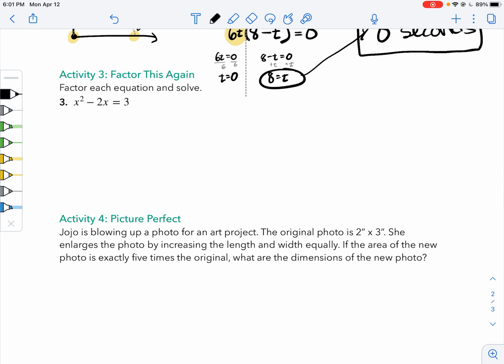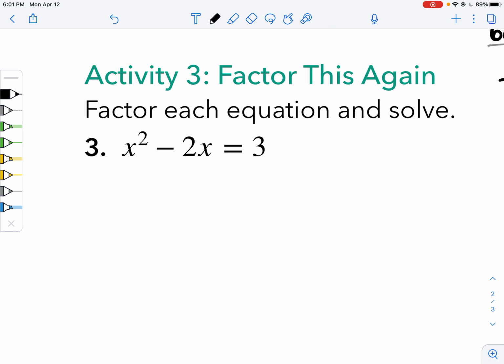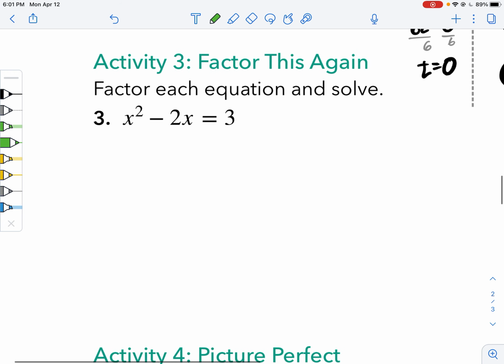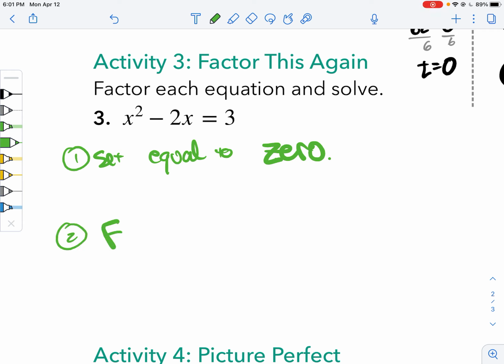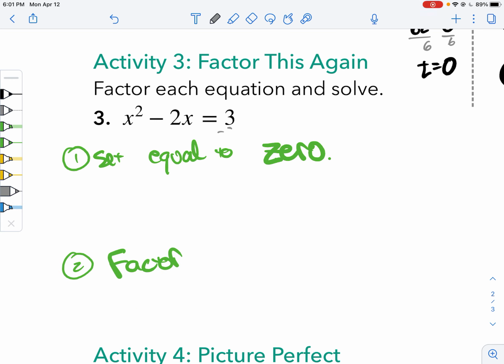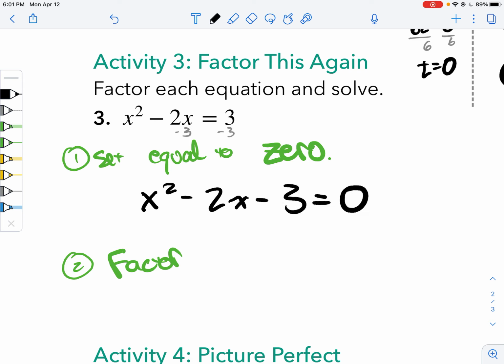Okay, we got 2 more. Well, that looks gross. There are 2 things that this needs to happen. First, we need to, I don't have any good colors here. Okay. First we need to set it equal to 0. And then we need to factor. Right now it's equal to 3. And the way we get rid of that 3 is we just subtract 3 from both sides. So we get x squared minus 2x minus 3 equals 3 minus 3, which is 0.